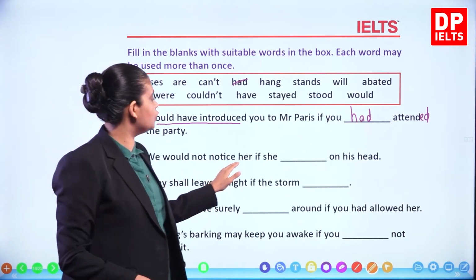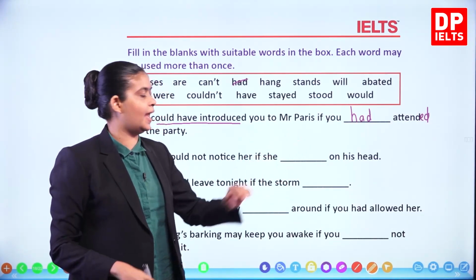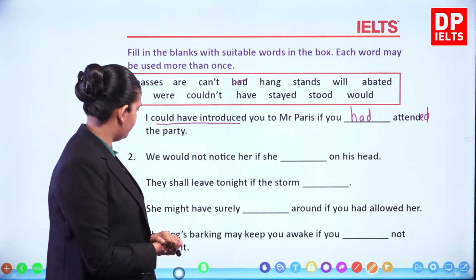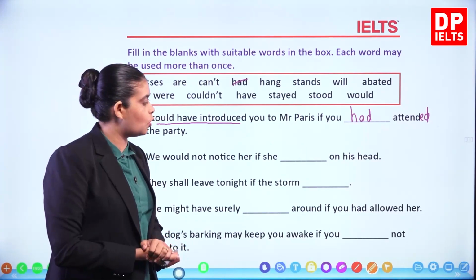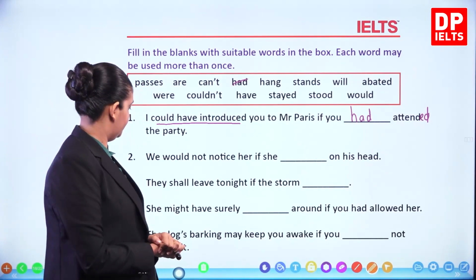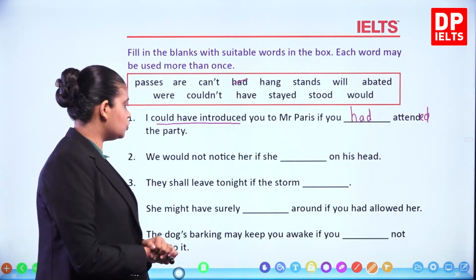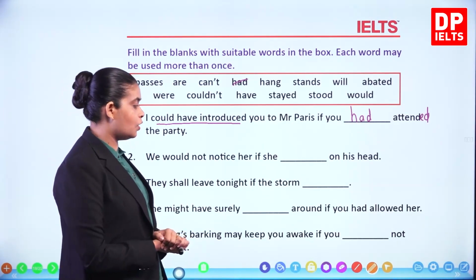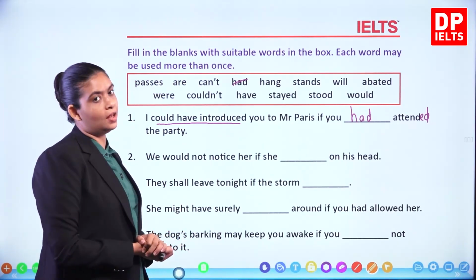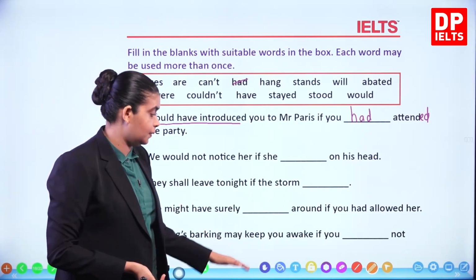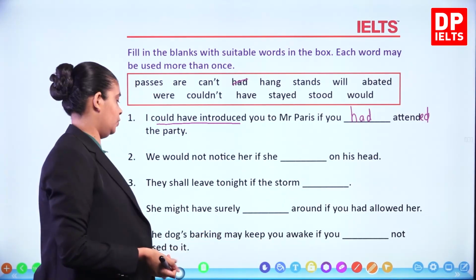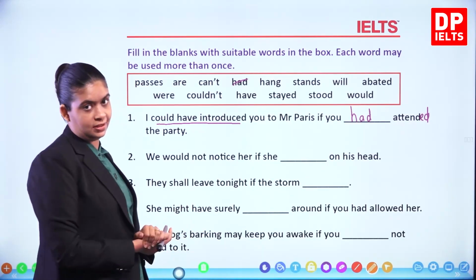We would not notice her if she blank on his head. They shall leave tonight if the storm blank. She might have surely blank around if you had loved her. The dog's barking may keep you awake if you blank not used to it.